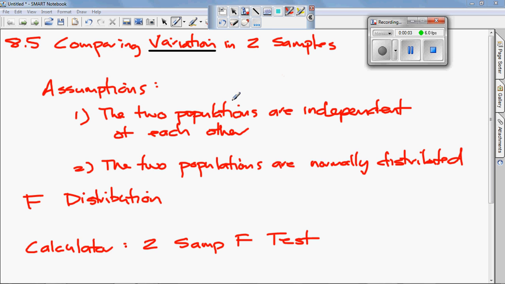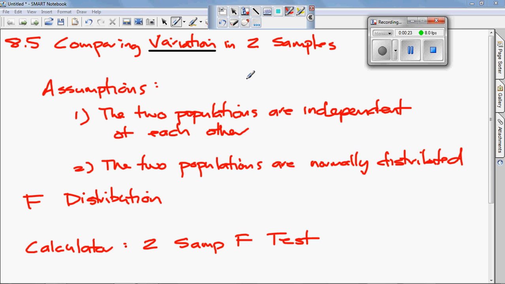Alright, in this section we're going to be comparing variation in two samples. There are two assumptions. The first assumption is that the two populations are independent of each other. The second assumption is that the two populations are normally distributed. We will be using an F distribution in this section.